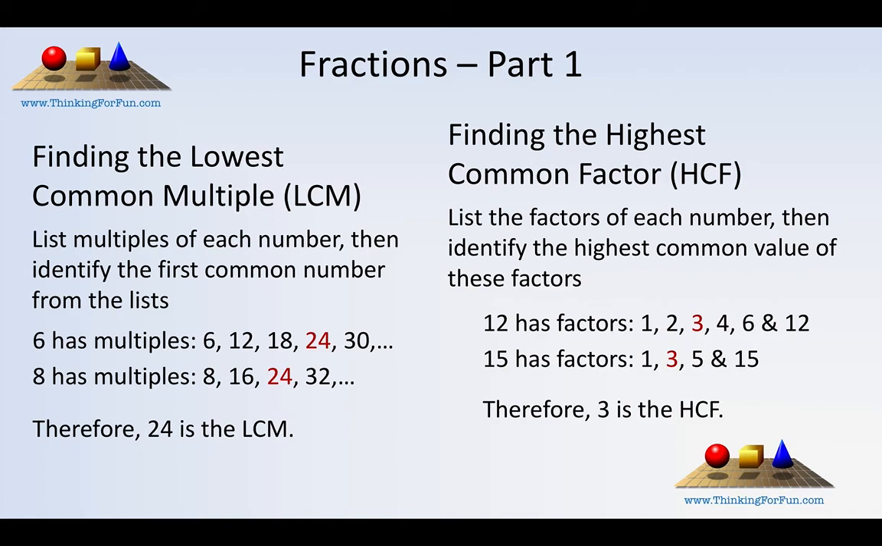It should be noted that the highest common factor and lowest common multiple can be found using prime factorization, and this method will be covered in a later video. But the methods just described work well for small numbers.